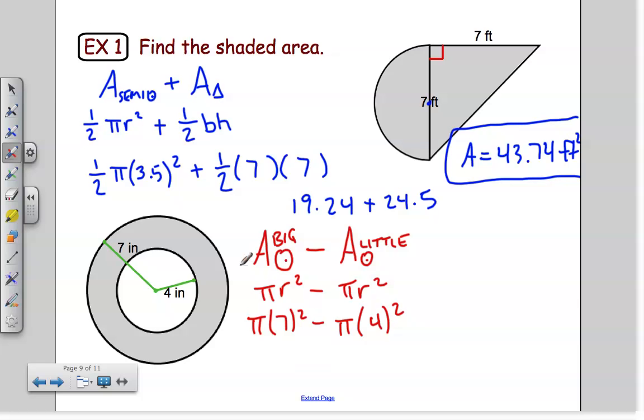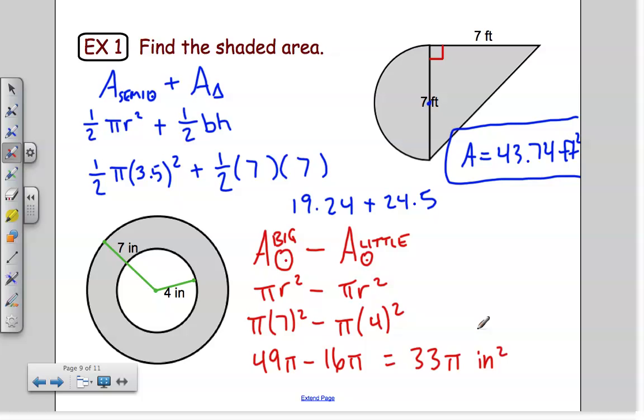Instead of going to a decimal yet, I could do 7 squared is 49, so that would be 49 pi. 4 squared is 16, so that would be 16 pi. And then 49 minus 16, I could give an exact answer here, that's 33 pi. That would be an exact answer, and this would be area in inches squared.